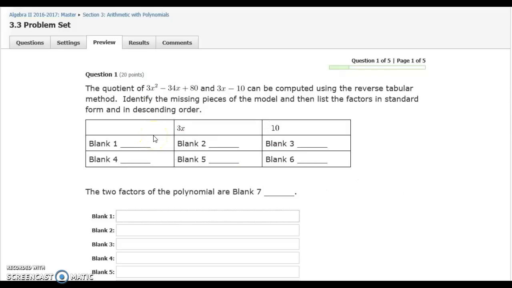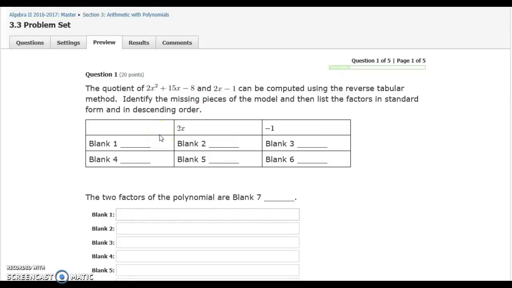Let's go through and do another example. The first two things I need are this 80 to be down here and this 3x squared to be here. Then I can factor it out. 3x squared divided by 3x is x. 80 divided by 10 is 8. Now I can multiply back in. x times 10 is 10x. 8 times 3x is 24x. And my factors are 3x plus 10, x plus 8.